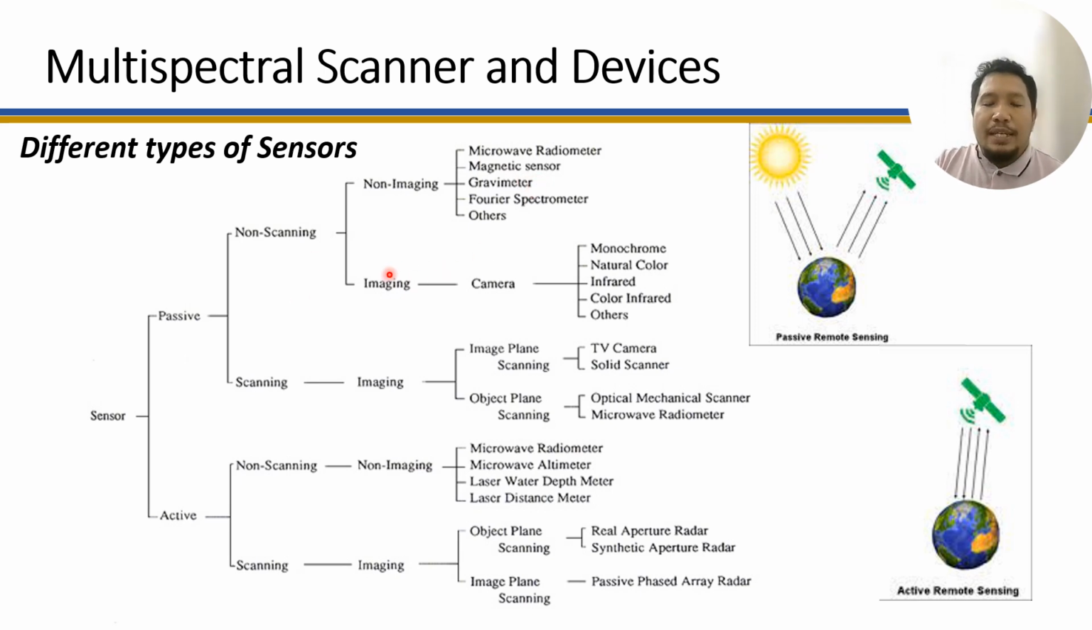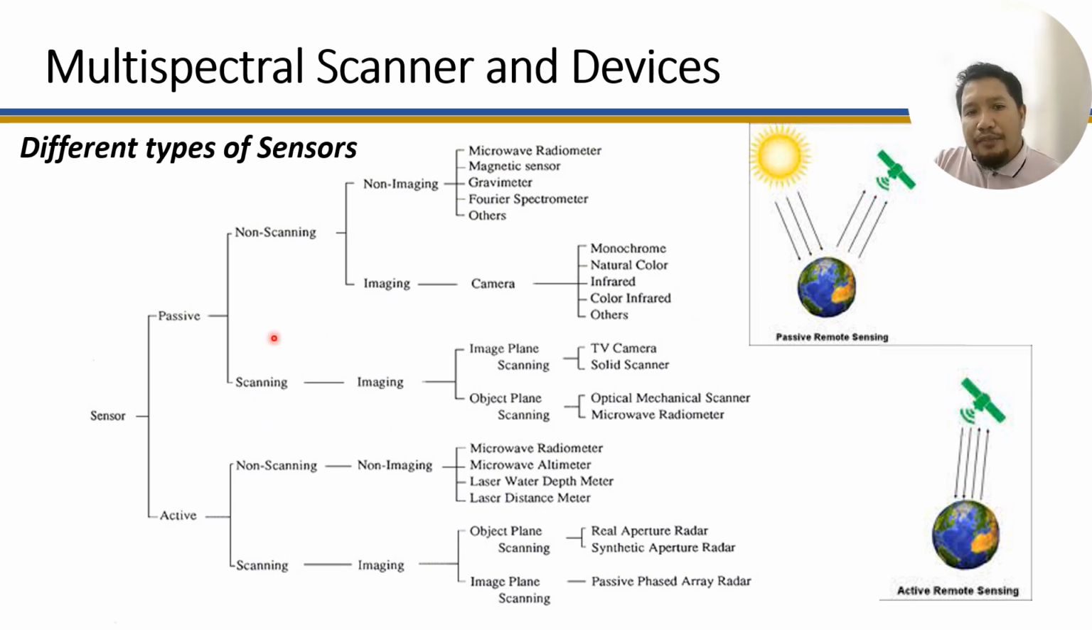And then we'll take a look at the imaging. This sensor captures image data, typically like a photo. We have a camera, of course, taking images for various spectral bands. We have monochrome, which captures black and white images. We have natural color, which captures images in the visible color spectrum. We also have infrared, which captures images using infrared wavelengths. And then we have color infrared, which captures images in both visible and infrared wavelengths. Other cameras might use different sensors or bands.